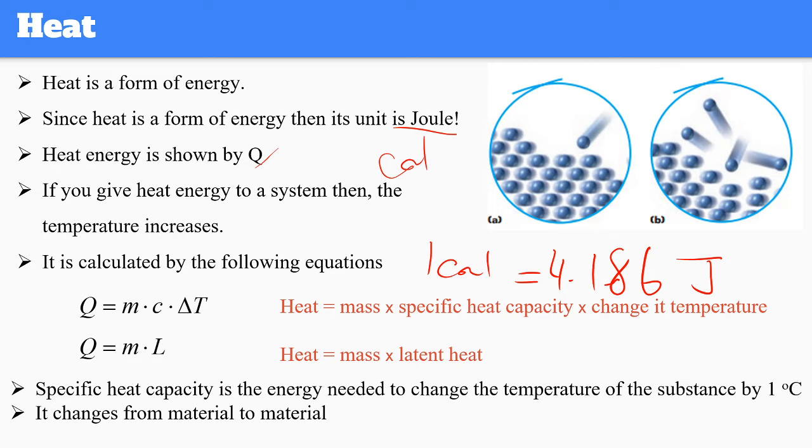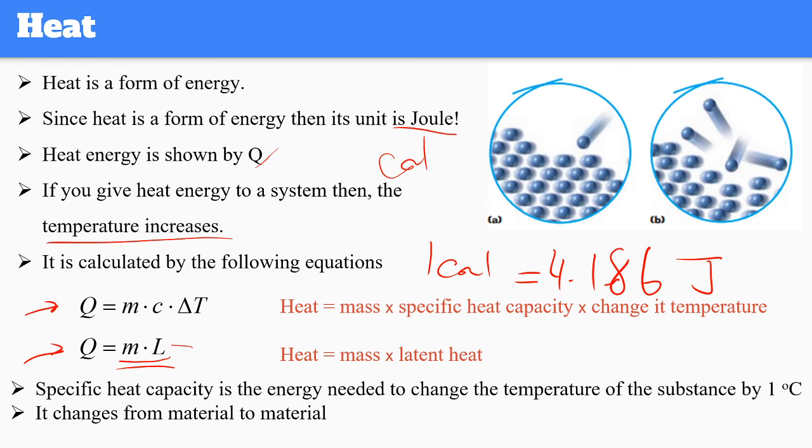This heat can be measured in two different ways. Once you add energy to a system, it either changes the temperature, or it is going to be used not to change the temperature but to change the phase. We will talk about this at the last slide. So heat is measured in two different equations: mc delta T if temperature is changing and there's no phase change, but if there's a phase change, then it's going to be calculated by mL.